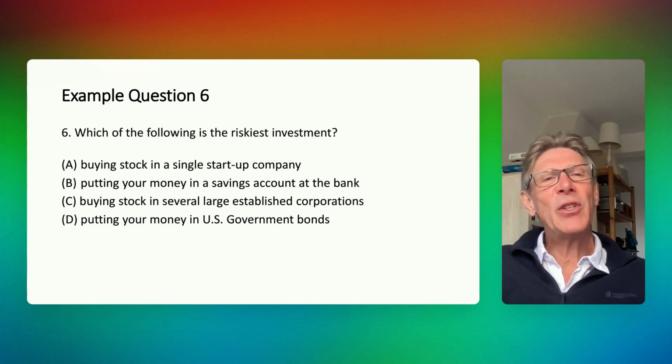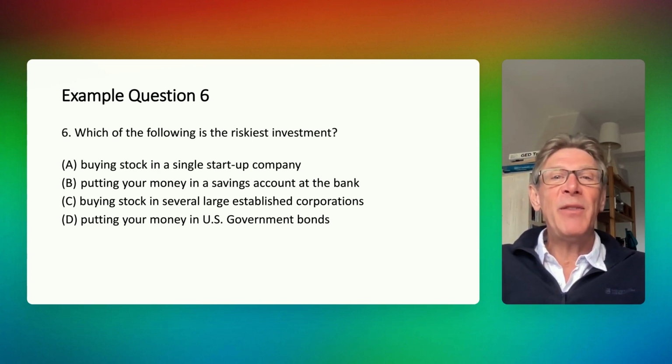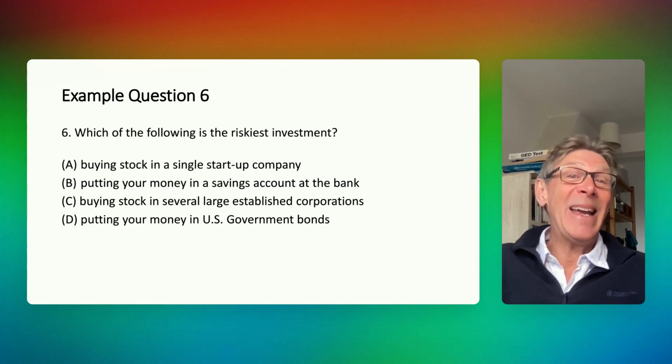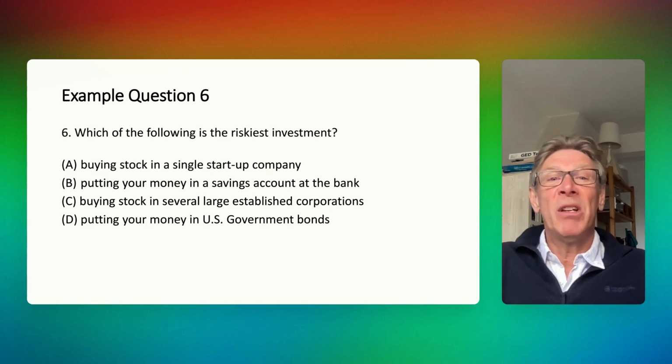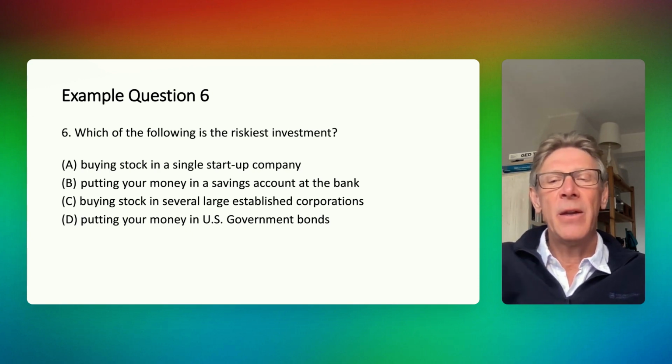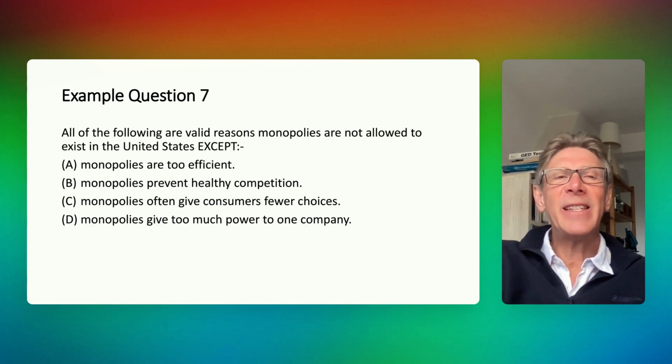So we're now down to either A or B. Now, putting your money in a savings account at the bank in 1929 could have been quite risky because the bank could have gone bust, and a bank can go bust. And actually, your several large established corporations could go bust as well. And God forbid, the US government could go bust. But I would suggest that the bank is less likely to go bust than your single startup company. So I would say that the answer there is A.